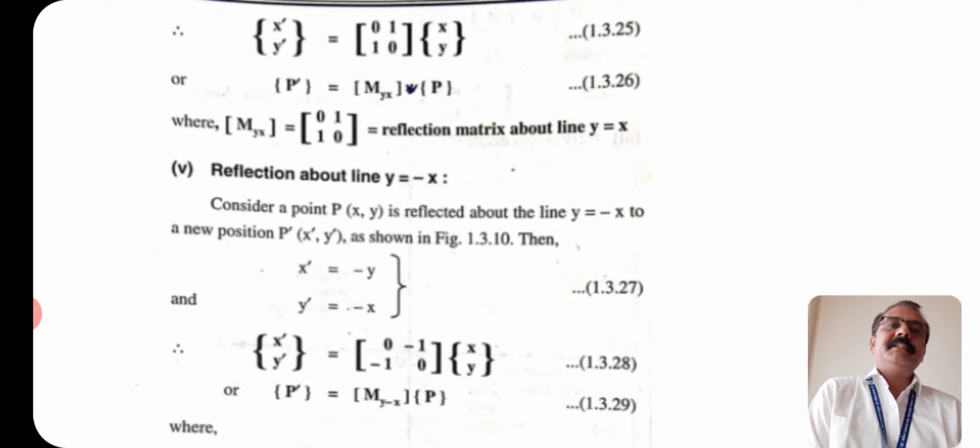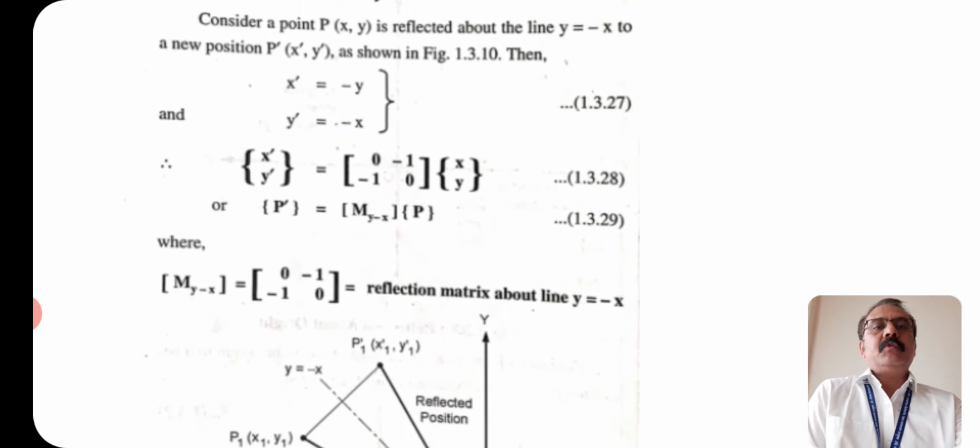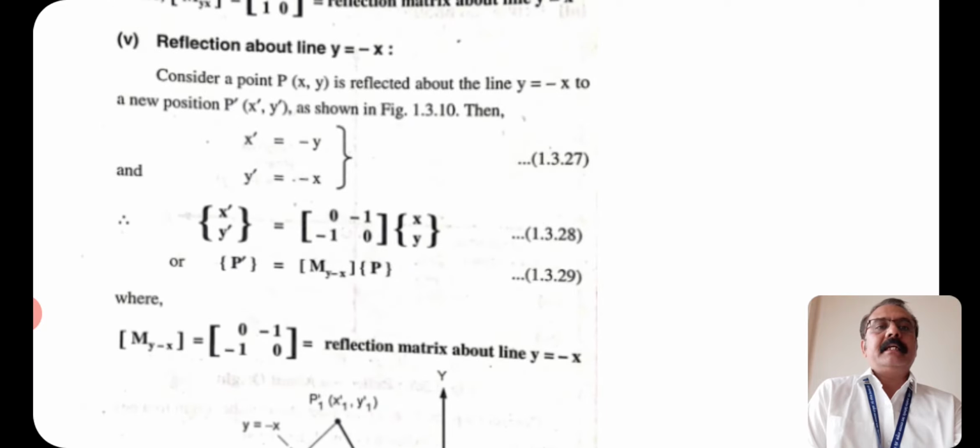The last case is reflection about line y is equal to minus x. Again from the geometry, x dash is equal to minus y and y dash is equal to minus x, as the line is y is equal to minus x. Therefore the mirror matrix for the reflection about line y is equal to minus x is 0 minus 1 minus 1 0. Again use the same mathematical operations.